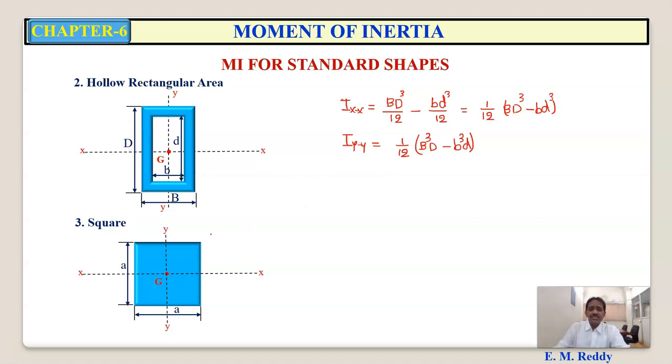Now let us consider a square. For a square, B is equal to D, which is equal to A, right? Hence, the moment of inertia about the x-axis is equal to the moment of inertia about the y-axis, which is equal to, yes, A raised to 4 by 12. It is B D cube by 12, with B equal to D equal to A. So it is A raised to 4 by 12.